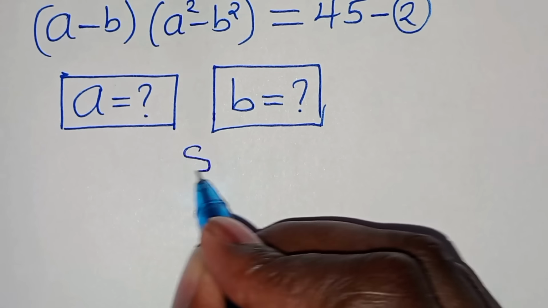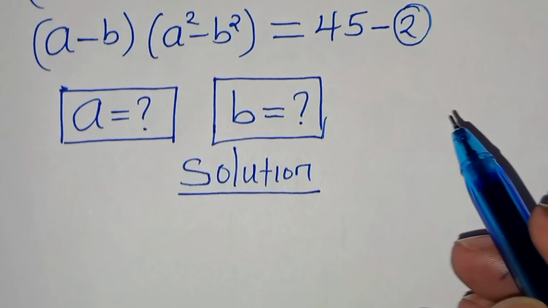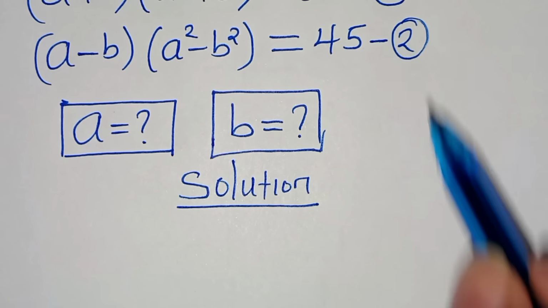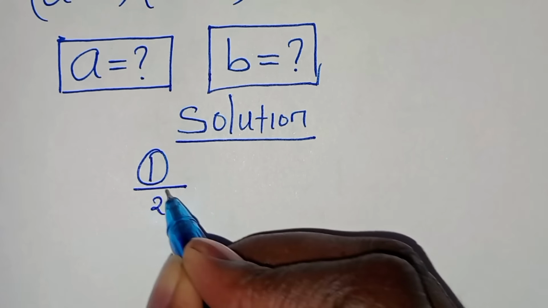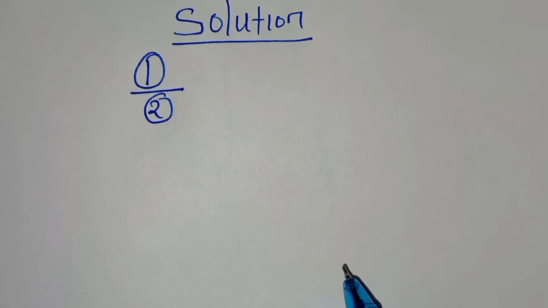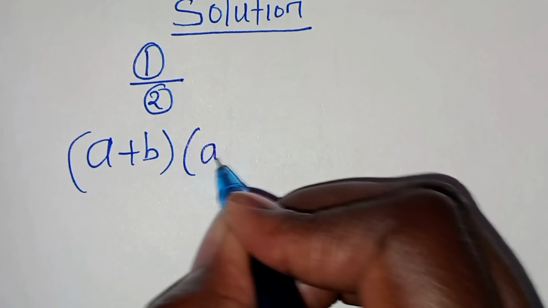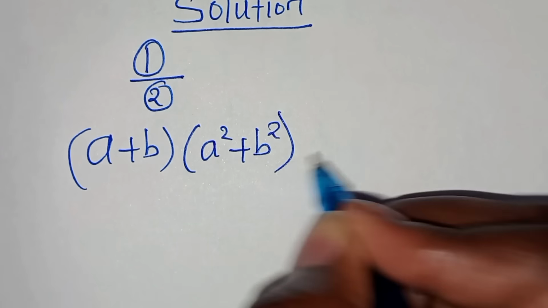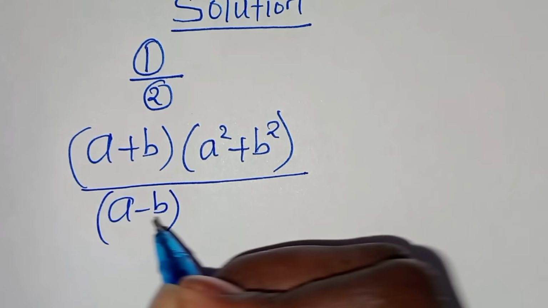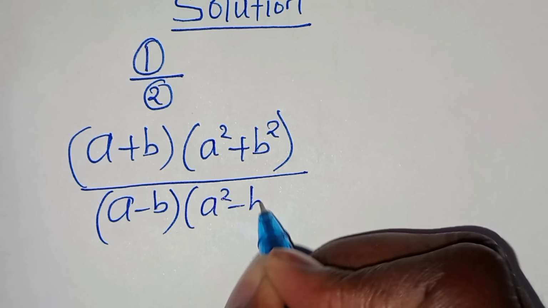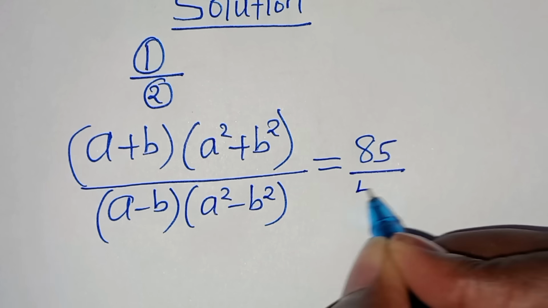Now let's provide a solution from here. The first step is to divide equation 1 by equation 2. So we divide equation 1 by equation 2, so that now we have (a + b) multiplied by (a² + b²) divided by (a − b) multiplied by (a² − b²). This is equal to 85 divided by 45.